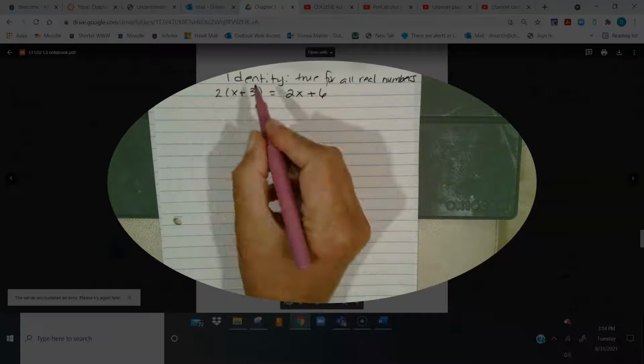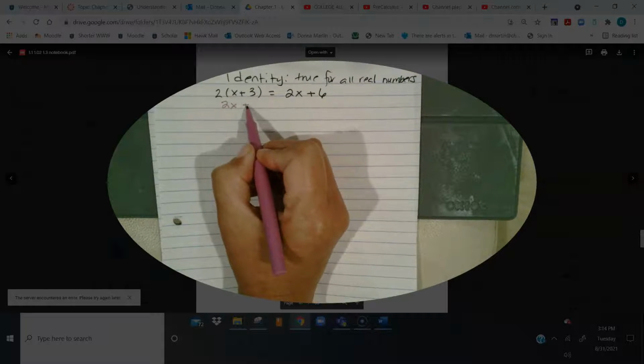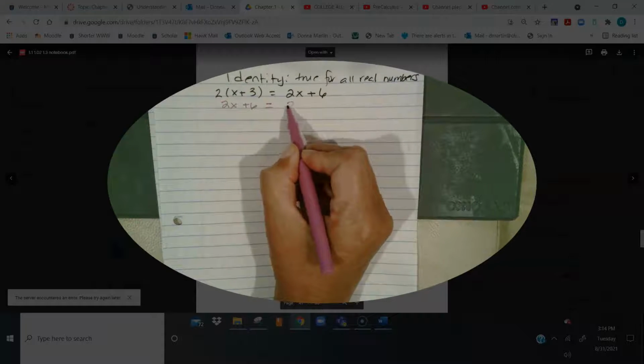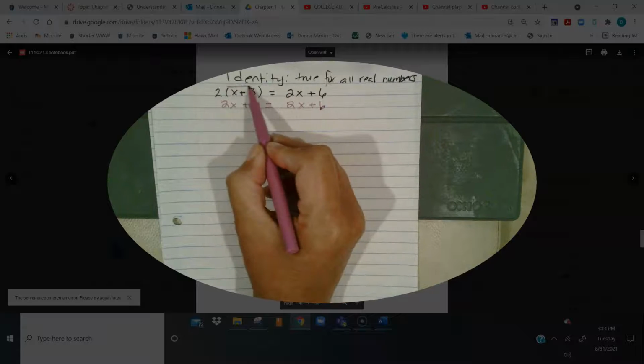If we remove the grouping symbol, 2 times x would be 2x, and 2 times 3 is 6. And you can see that the value we have on the left is identical to the value that we have on the right. That is an identity. They are exactly the same equation.